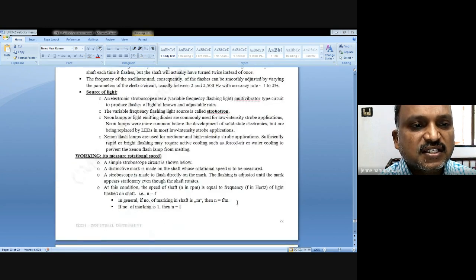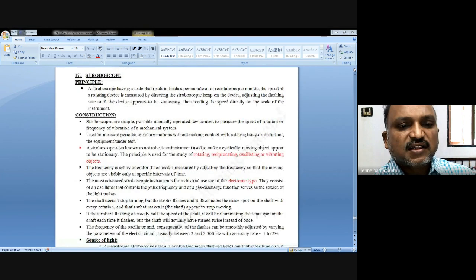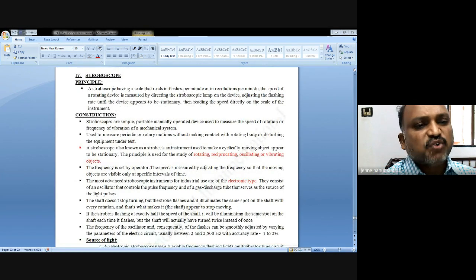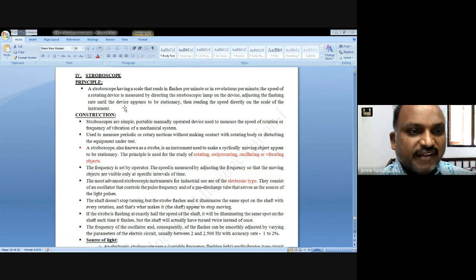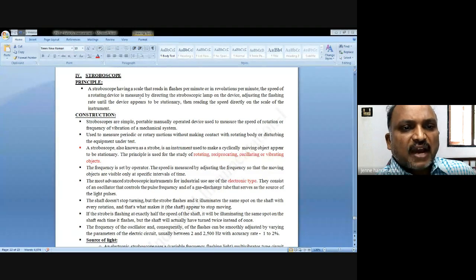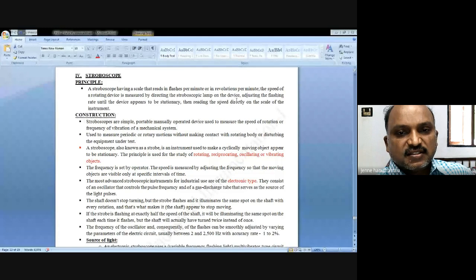See, this is the theory regarding all these. I will read this out. A stroboscope has a scale that reads in flashes per minute or in revolutions per minute. The speed of a rotating device is measured by directing the stroboscopic lamp on the device, adjusting the flashing rate until the device appears to be stationary, then reading the speed directly on the scale of the instrument.